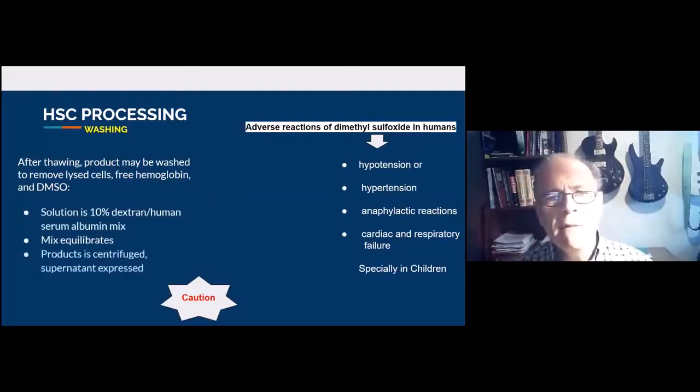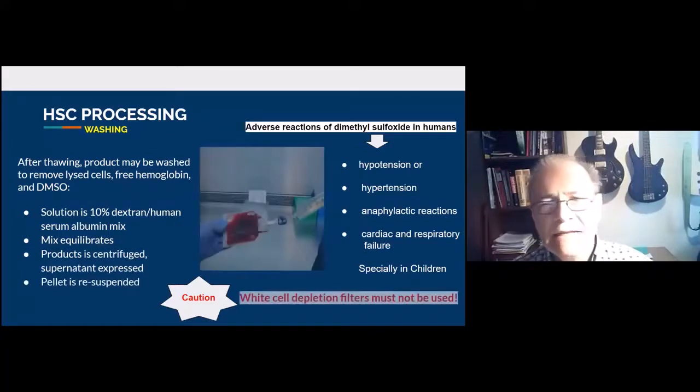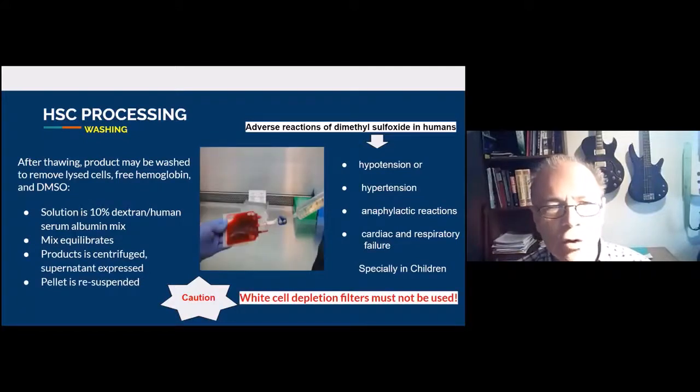After thawing, the product may be washed to remove lysed cells, free hemoglobin, and DMSO. The solution to use is a 10% dextran and human serum albumin mix. We need to mix and equilibrate. The product is centrifuged, the supernatant expressed, and the pellet suspended. We need to know that white cell depletion filters must not be used. Caution about this. And remember that the adverse reactions of dimethyl sulfoxide in humans are hypotension, hypertension, anaphylaxis, and cardiac and respiratory failure. These adverse reactions are more common in children.